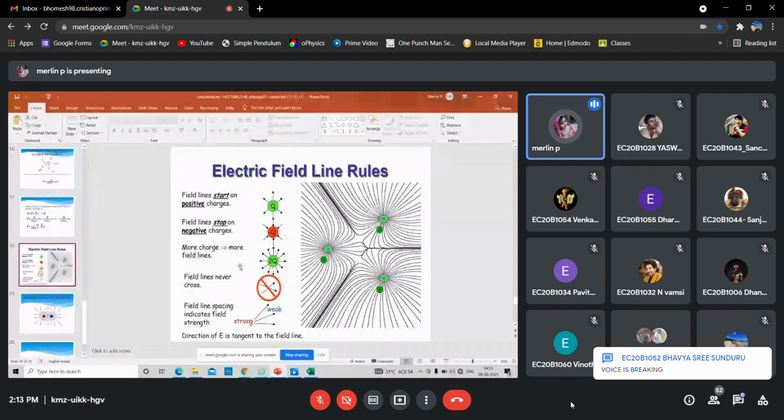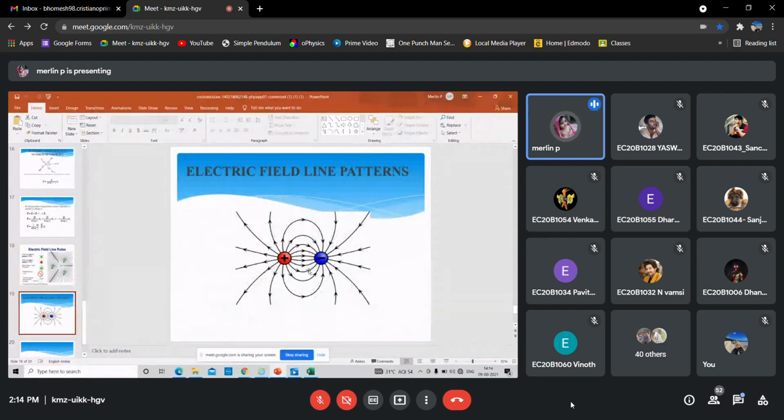The field lines will start from the positive charge and end in the negative charge. More number of charges means more field and more electric field lines. The electric field strength will be strong near the point charge and weak if apart from the point charge. And they will behave like a tangent. They won't cross and go. They will touch and go. They won't interfere. These lines won't cross. So this is the electric field line pattern.